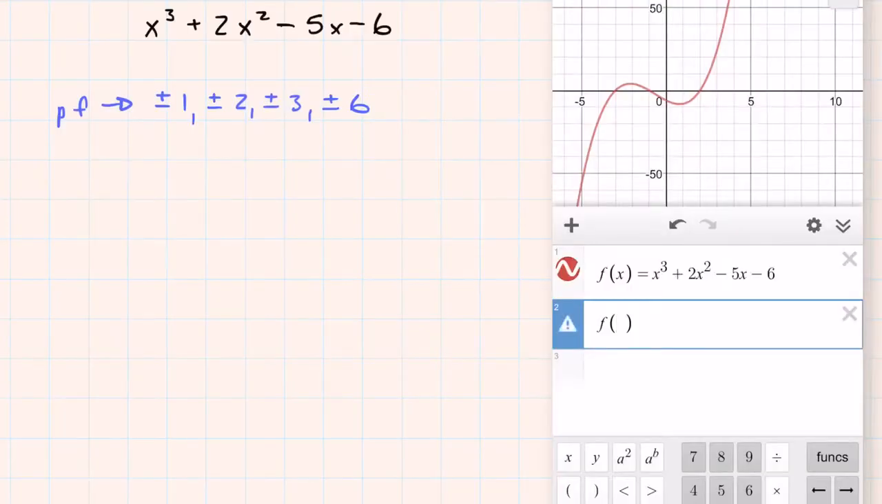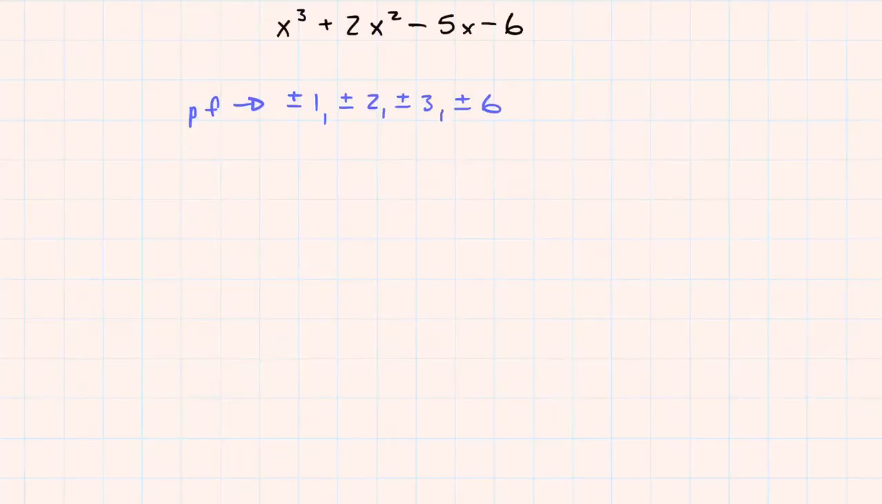So I'm just going to use Desmos to do this. I'm going to test f of 1. I get negative 8. f of negative 1 equals 0. So there it is. f of negative 1 equals 0 tells me that x plus 1 is the first factor.